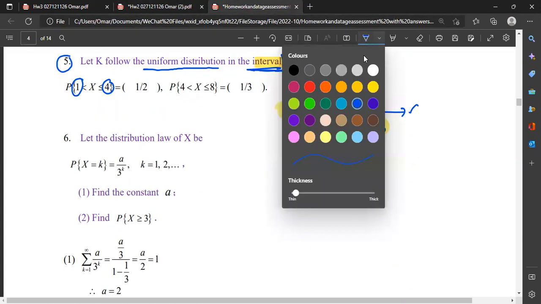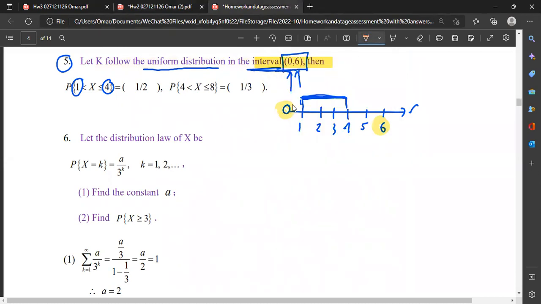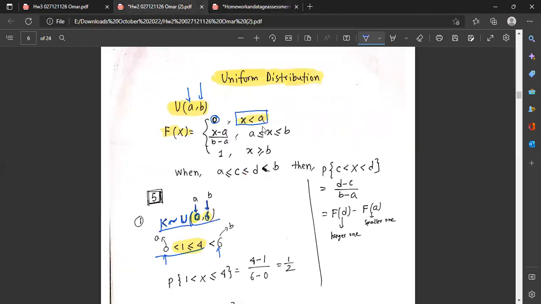Let me change the color. Basically it's here, okay? It's this region. So when X is less than 0, there is no value, right? Because here our interval is from 0 to 6. So this is just like a formula. When X is less than A, then here it will be 0. And when X is greater than or equal to A and less than or equal to B, then the value will be X minus A by B minus A, okay?